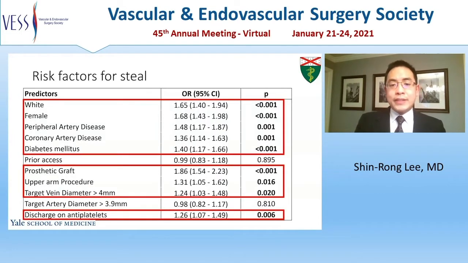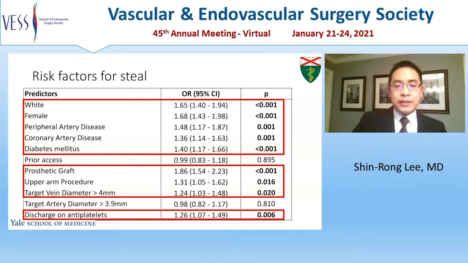After adjusting for case mix using multivariable logistic regression, we find that the independent risk factors for steal are white race, female sex, arterial disease, diabetes, prosthetic grafts, upper arm procedures, and large veins. Antiplatelet use was also a risk factor, and we think that this is because it might be a marker of more severe arterial disease.